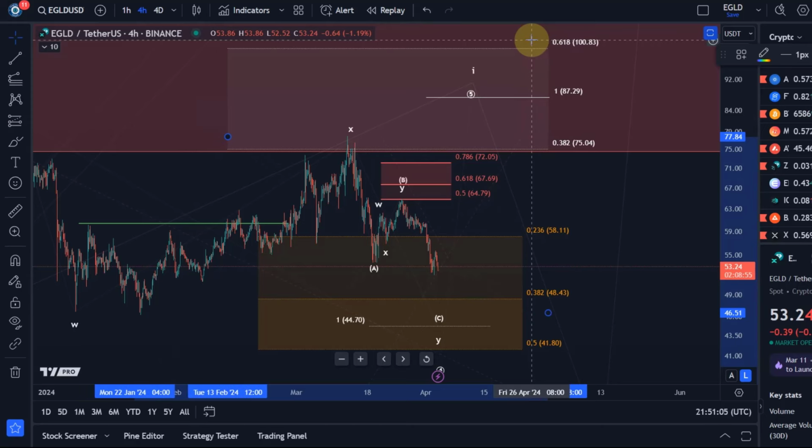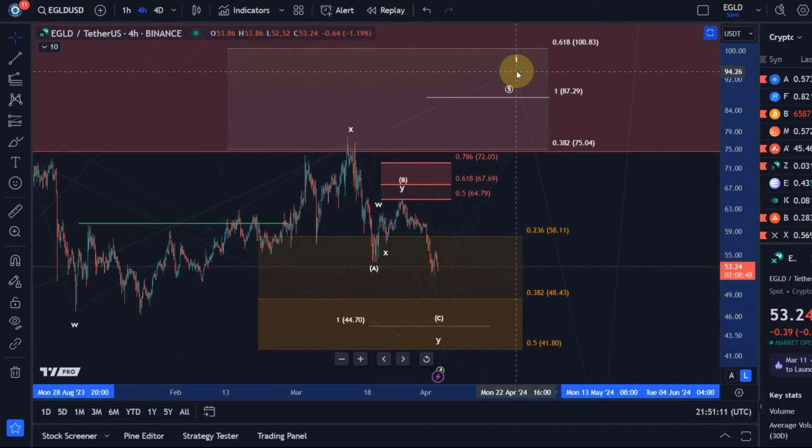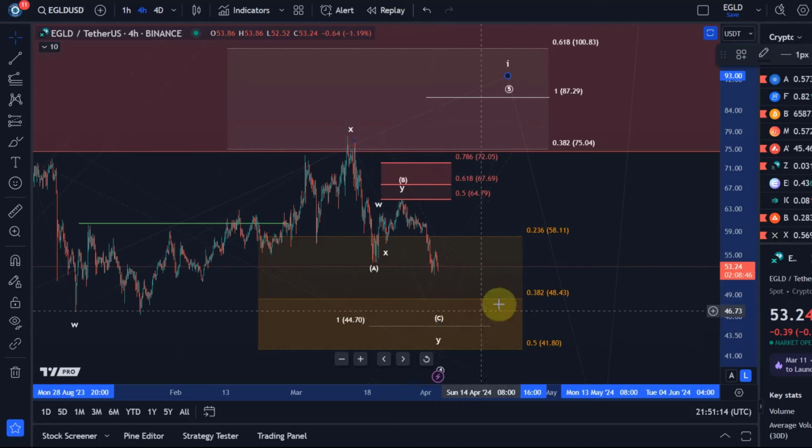So there could be quite a good reward to risk ratio from this area if I tell you, okay, technically, it could come down to $41.80, but more specifically, I'd like to see a bounce from $48.40 to $44.70. And then as soon as there is a confirmed reversal, you might be able to set a tight stop, and then the fifth wave could get to $87 to $100. That's my update about EGLD.